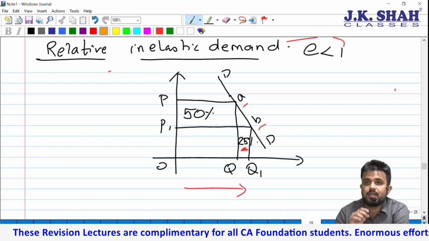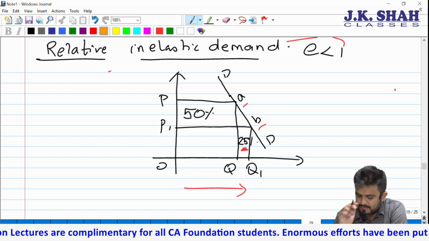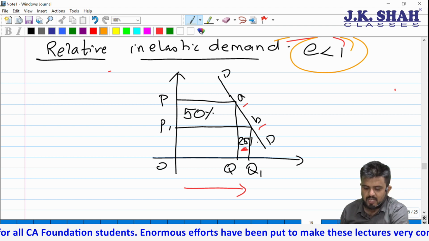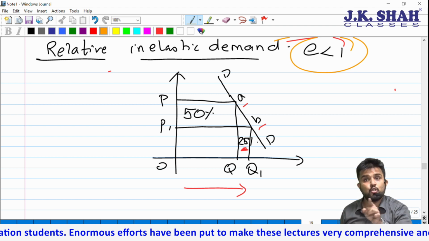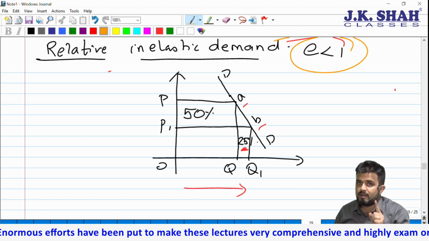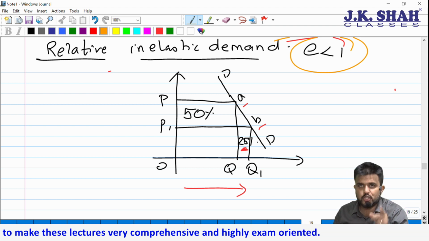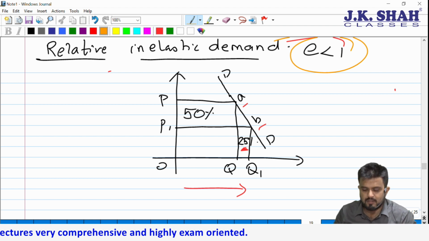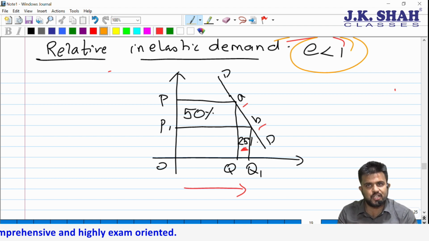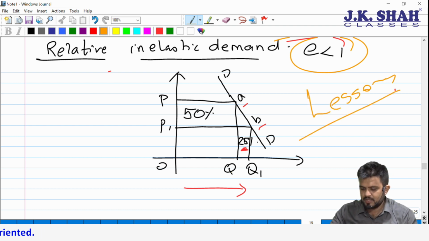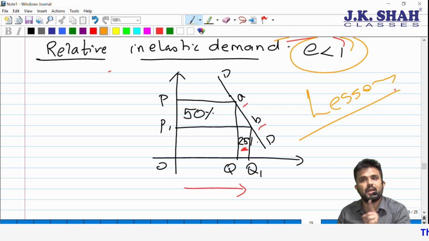Moving to the next, relatively inelastic. E is less than 1. Now what is the meaning of inelastic here? No change. But relatively, what says? Change will happen but little. Change hoga lekin thoda. So percentage change in quantity demand is lesser than percentage change in price.